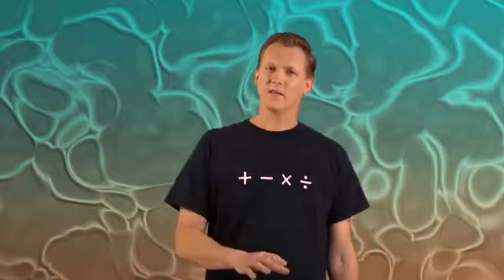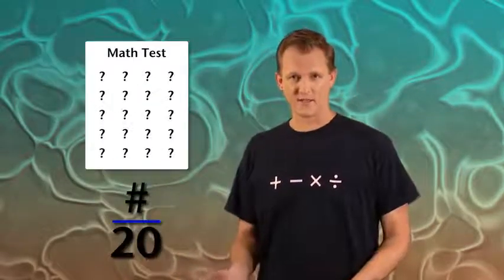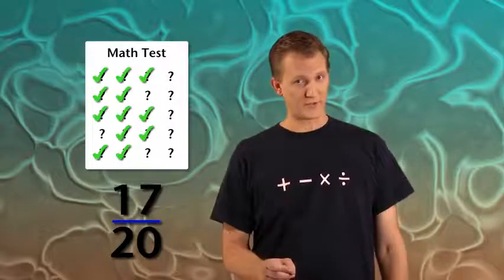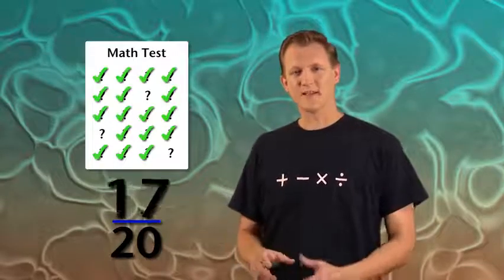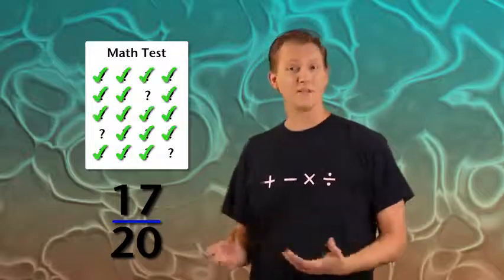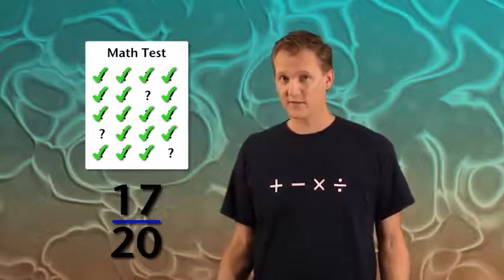Okay. So fractions can be used to represent anything from parts of a circle to kitty cats. But did you know that fractions can also be used to represent things you can't even see? Like a test score, for example. Let's say you take a math test and there's 20 questions on the test, and you get 17 of those questions right. That means that you got 17 over 20, or 17/20 of the questions right.